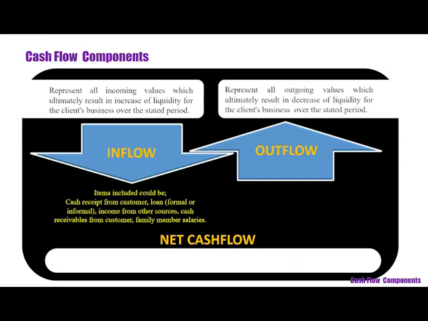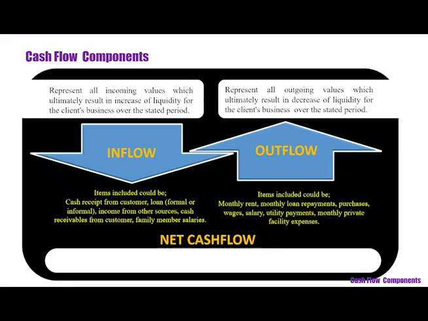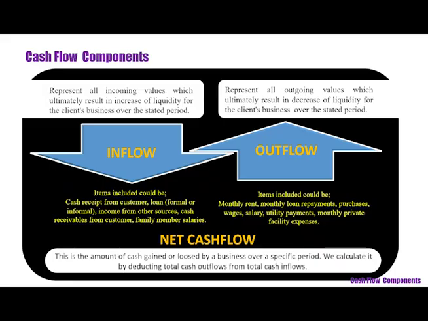The next we will be looking at in the components is the outflow. This represents all outgoing values which ultimately result in a decrease of liquidity for the client's business over the stated period. Items found in the components include monthly rent, monthly loan repayments, purchases, wages, salary, utility payments, monthly private facility expenses. The final on the list is the net cash flow. This is the amount of cash gained or lost by a business over a specific period. We calculate it by deducting total cash outflows from total cash inflows.